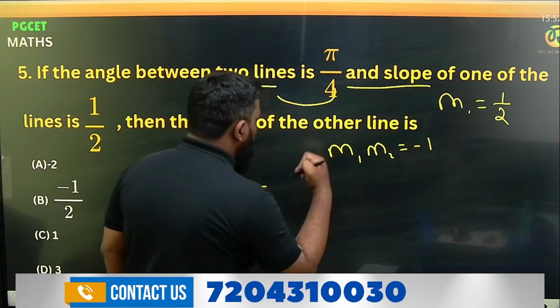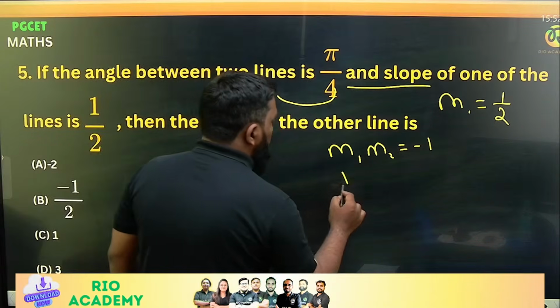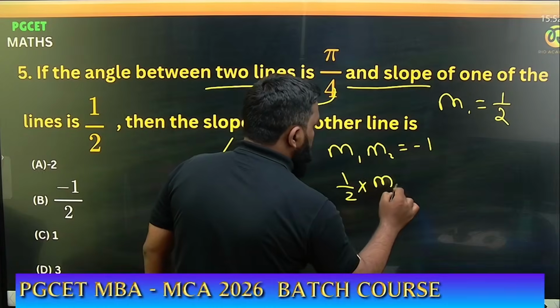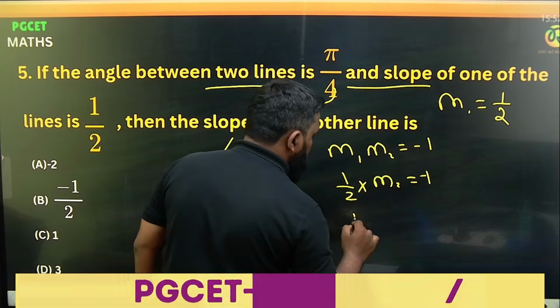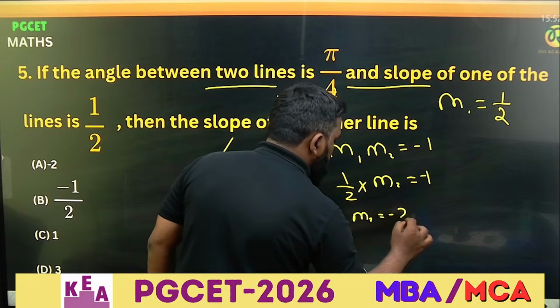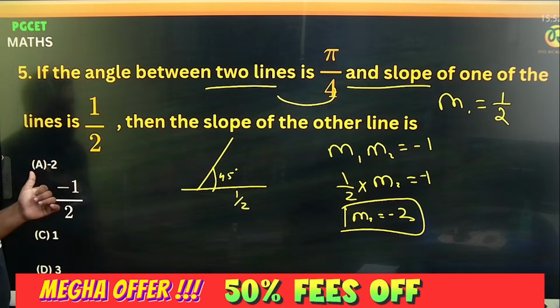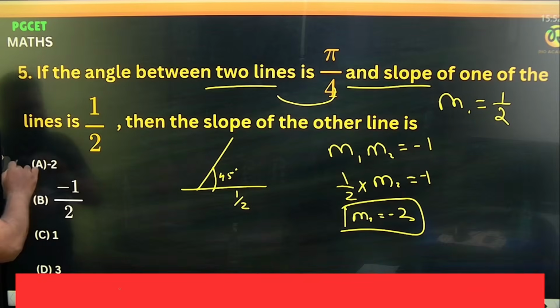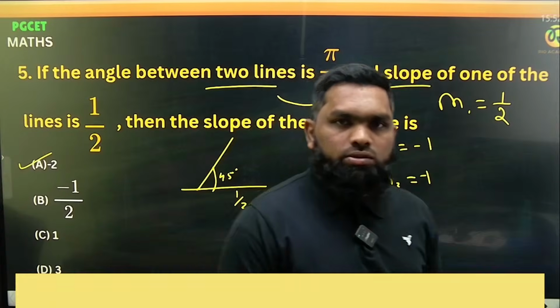Here the value of m1 we can take, that is 1 by 2. The slope of the other line we have to find. m1 into m2 is equal to minus 1. Now 2 shifts to multiply to this side. Now the slope of the other line will be minus 2. Option A is the right answer.